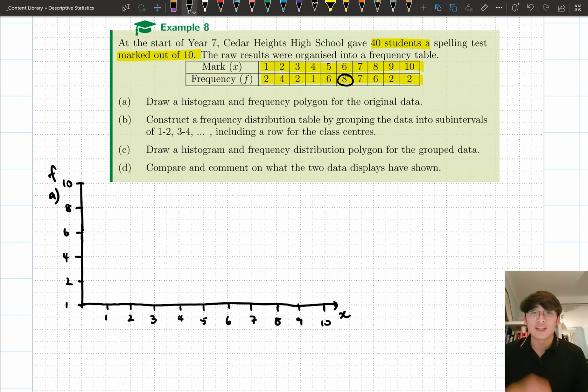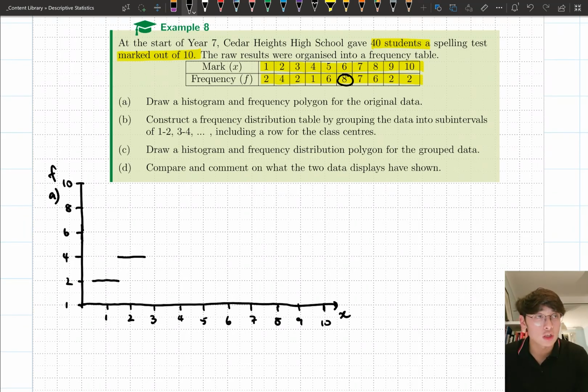And all we need to do is draw our columns on here. So here, 1 had a frequency of 2, so I'm just going to draw a column of height 2. 2 had a frequency of 4, so I'm going to draw a column of height 4. Now one way that I've noticed is a nicer way of doing this is to draw all the horizontal lines first. Actually, I'll show you how I would normally do it. I'm just going to draw horizontal lines to represent the top of each of these columns, and then I'm going to show you what I do at the end.